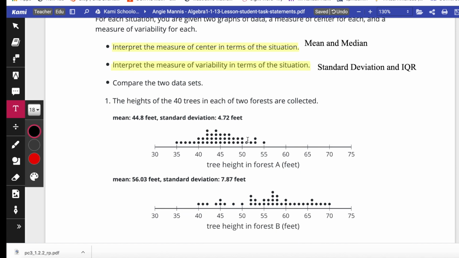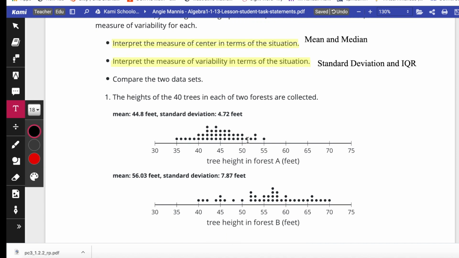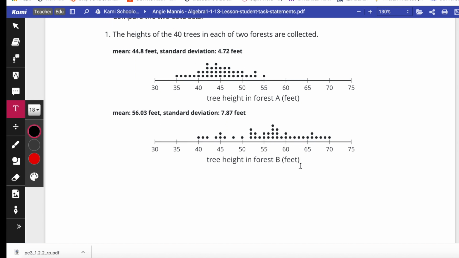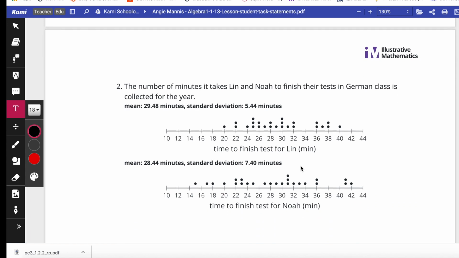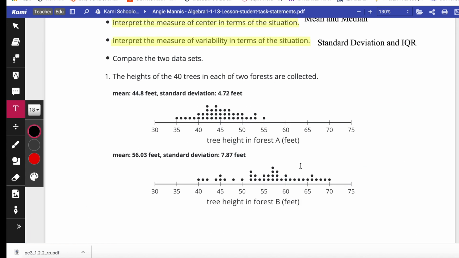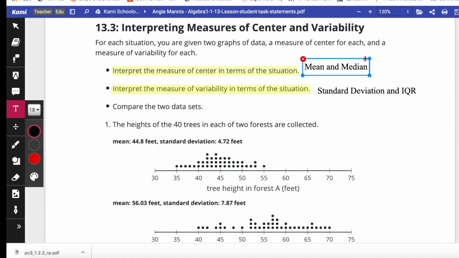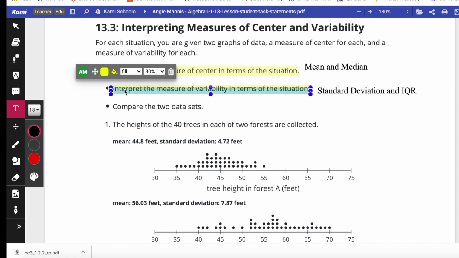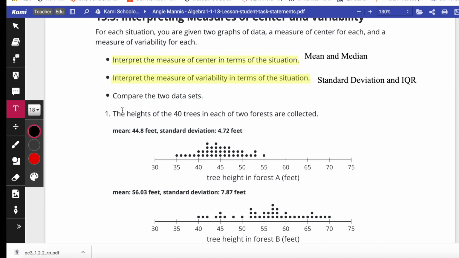Then I want you to compare the two data sets. So look at number 1. The heights of the 40 trees in each of two forests are collected. So here are the two forests. We have a mean of 44.8, standard deviation of 4.72 feet, a mean of 56.03, and a standard deviation of 7.87. So they want you to interpret the measure of center in terms of the situation, interpret the measure of variability in terms of the situation, and compare the two data sets.